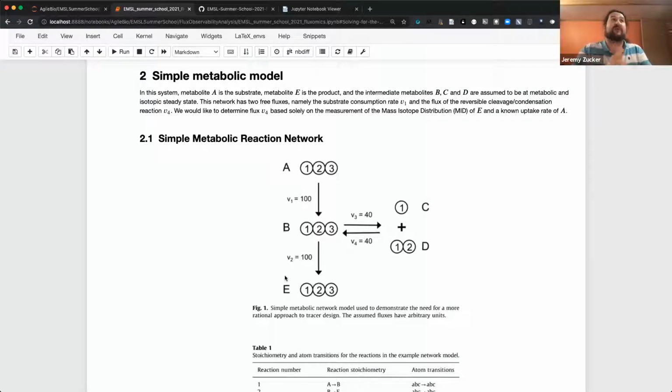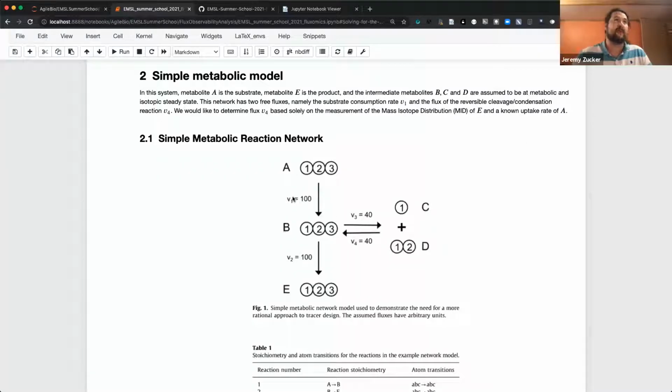This network has two free fluxes, namely the substrate consumption rate V1, that's what we measure, and then the flux of the reversible cleavage condensation reaction V4. So that's this guy right here. And this is the thing that we can't measure, but we'd like to be able to calculate. So we'd like to determine flux V4 based solely on the measurement of the MID of E and a known uptake rate of A.